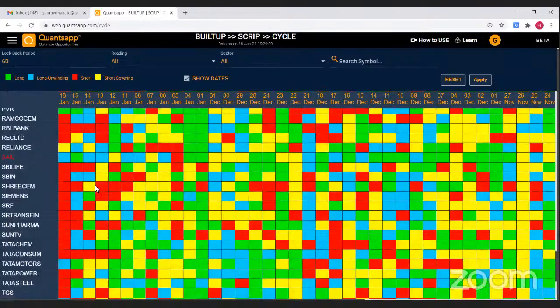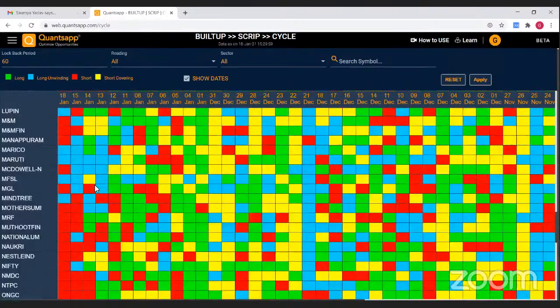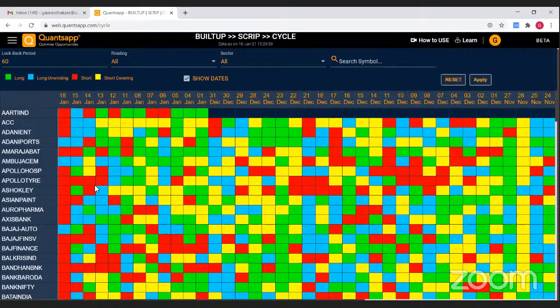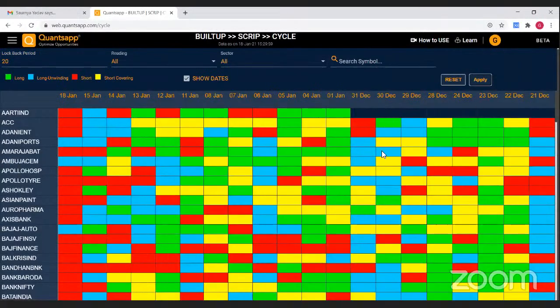So this is where you can identify the stocks. So the point here, after looking at the whole segment, the whole broader picture, and doing your top-down analysis: if I say build-up and I go here to look at how the build-up has been going on for the last 20 days. Let's say for the last 20 days, I want to see the build-up. So if I apply, I have the build-up for the last 20 days.